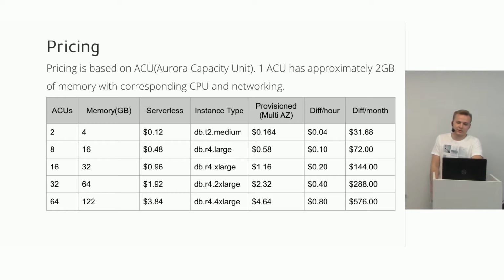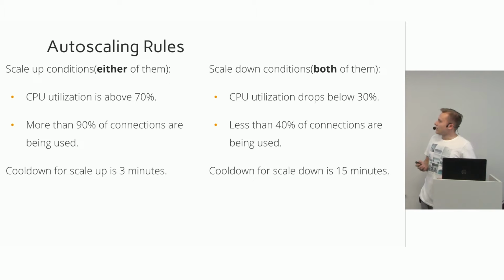This is why, because 4 ECUs corresponds to T2 large instance type, and this instance type is not in the Aurora Serverless documentation, so we cannot compare the price. In terms of auto-scaling, it scales automatically, but you need to reach particular rules for scale up and scale down.